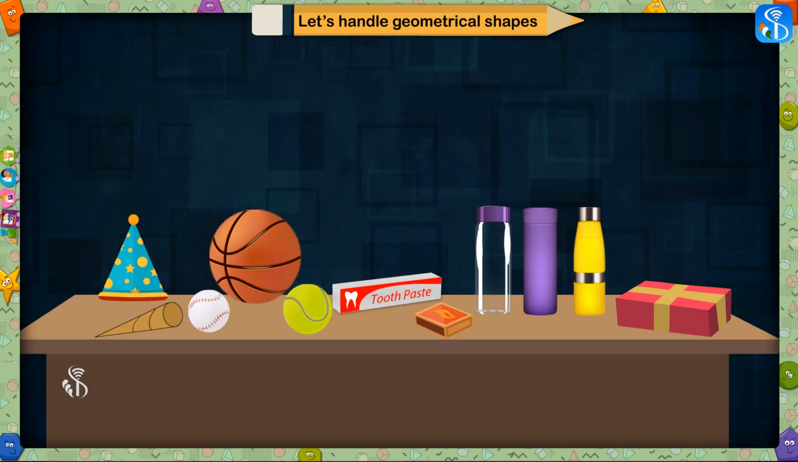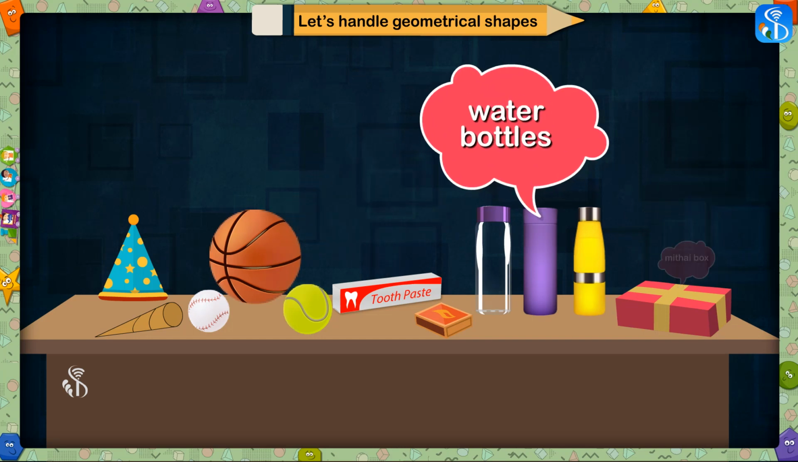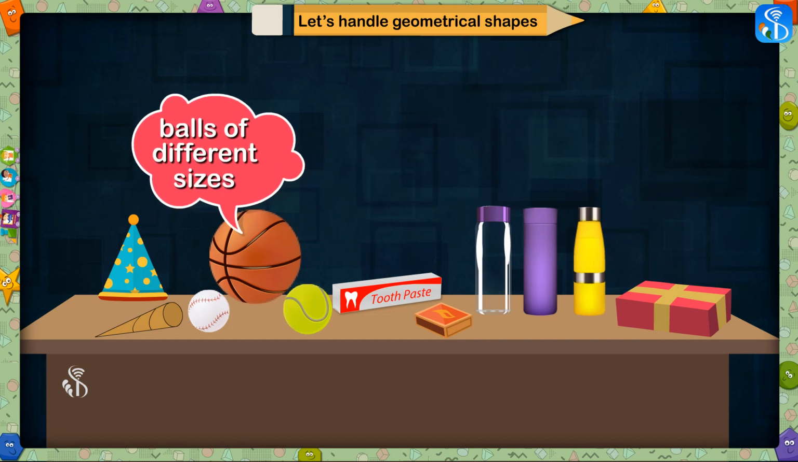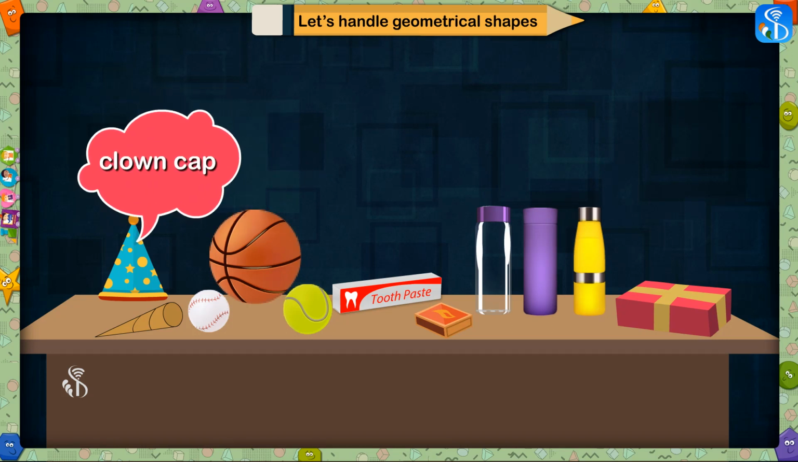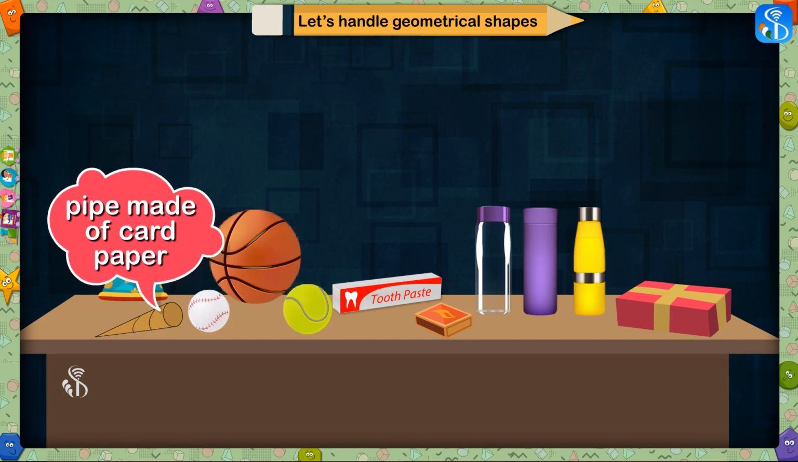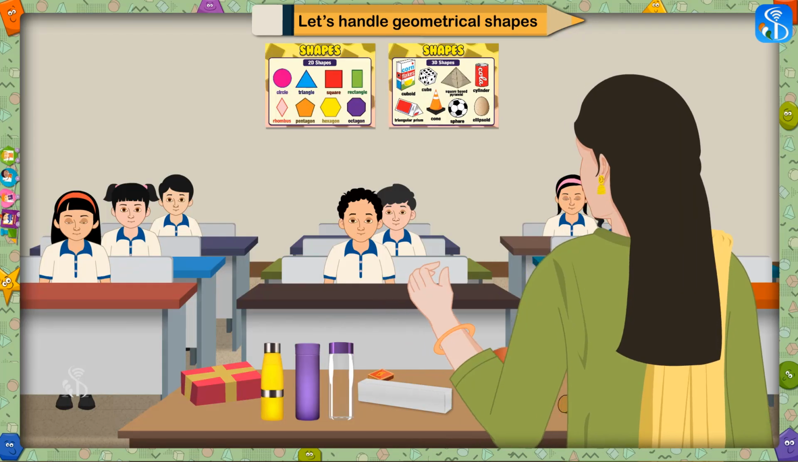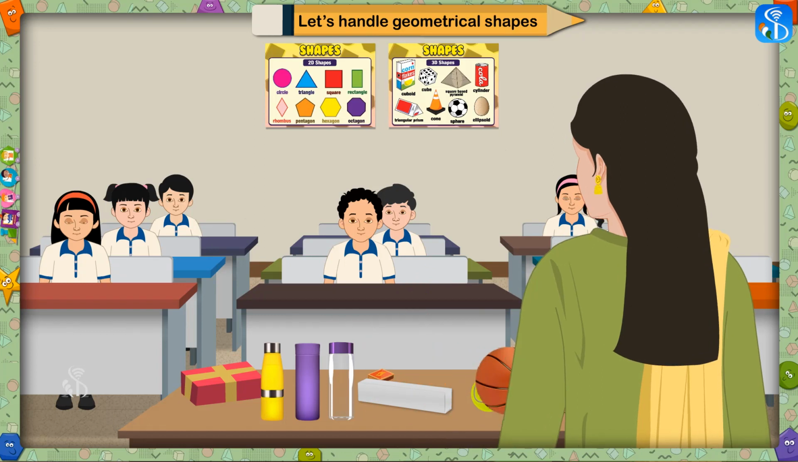You can see many things kept on this table: a matchstick box, a carton of toothpaste and mithai box, water bottles, balls of different sizes, a clown cap, and pipes made of card paper are the objects which we have here. Can you tell me which objects are of similar shapes?